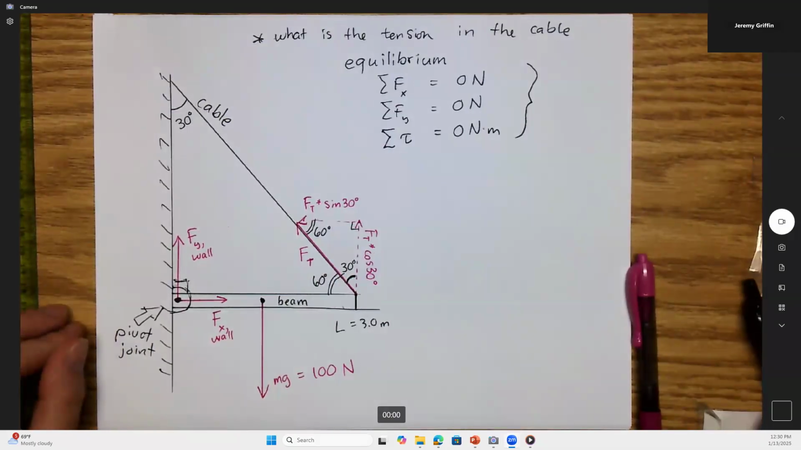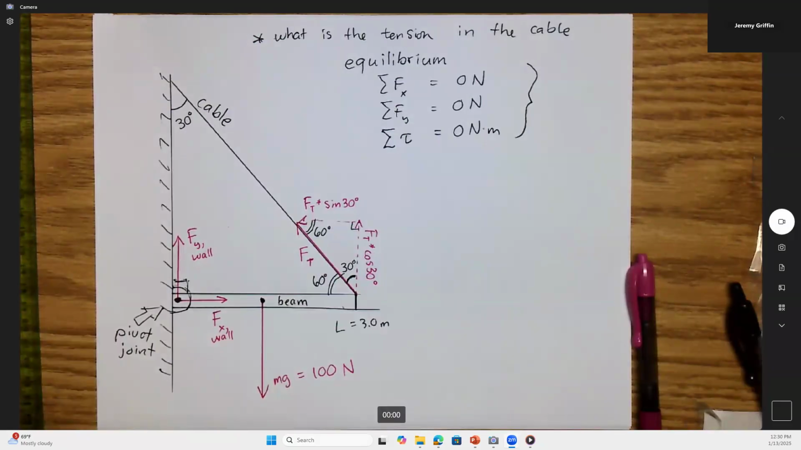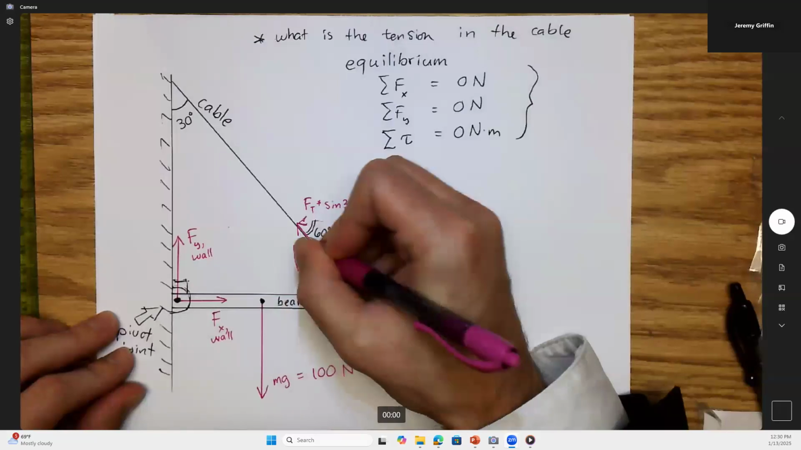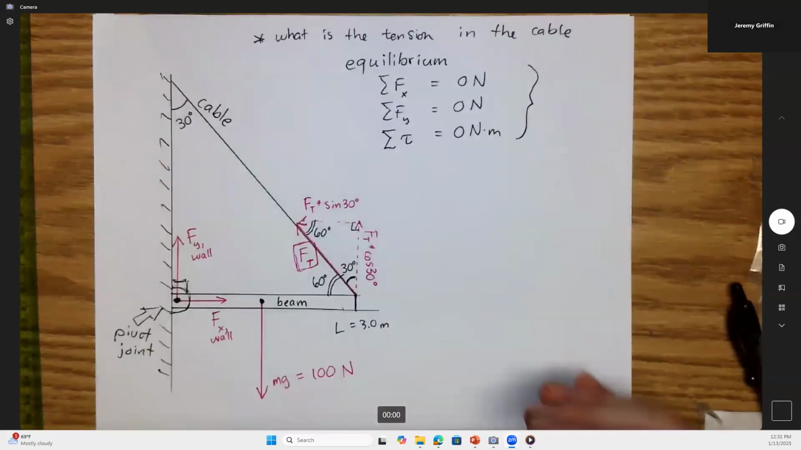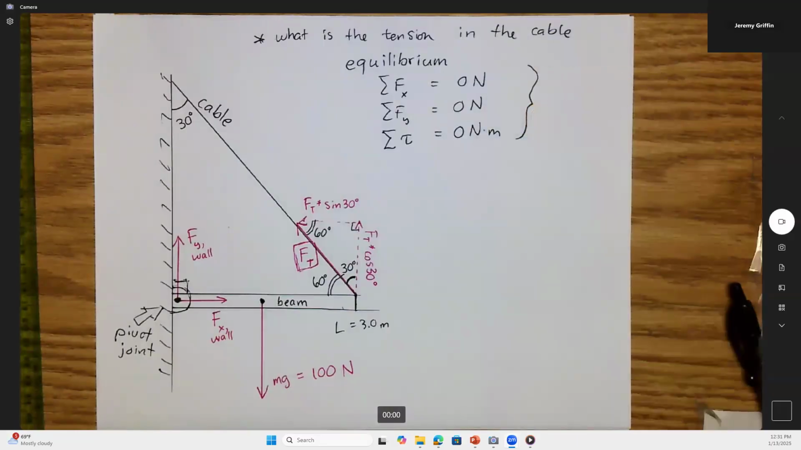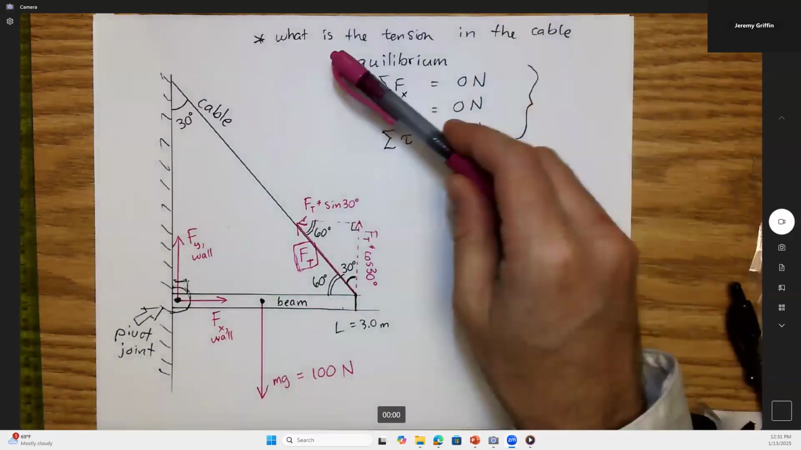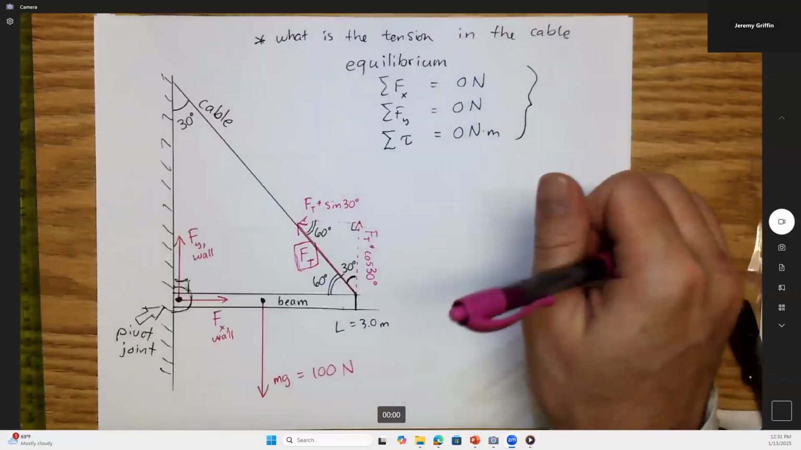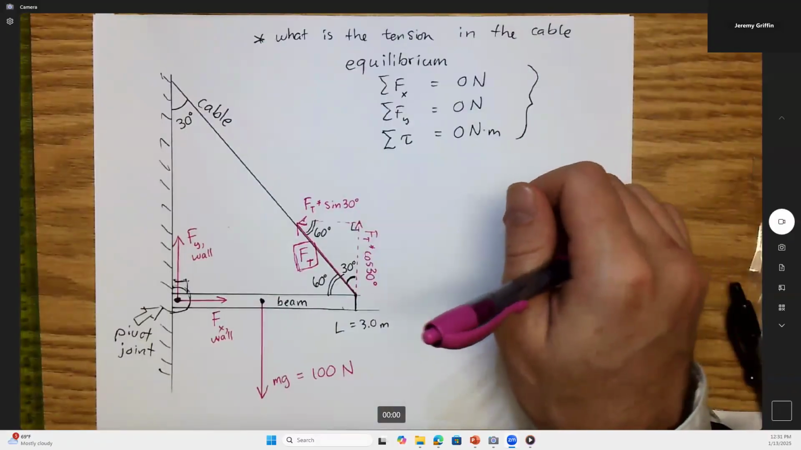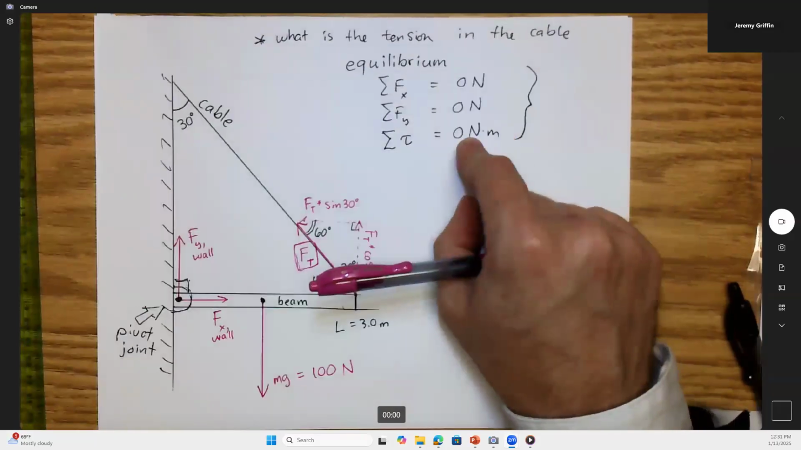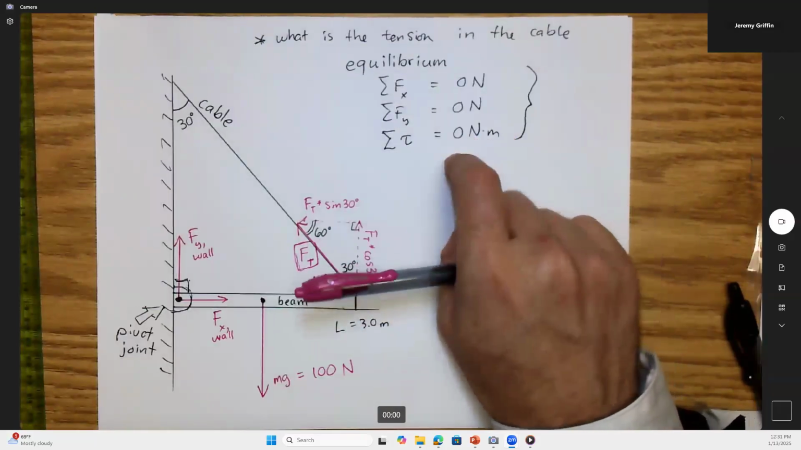So now what? Well, I really only know one force, and that's the weight of the beam. Don't know any other forces, and my goal is to figure out what is this tension right here. I could set up different versions of equations with any of these three conditions. But I'll tell you guys what, I can solve this whole question, what is the tension of the cable, with just one equation. If I can solve this whole thing with one equation, which of these conditions do you think it would be? First, second, or third? Third. Yeah, it is the third one.